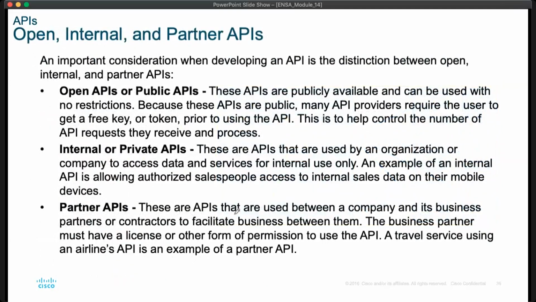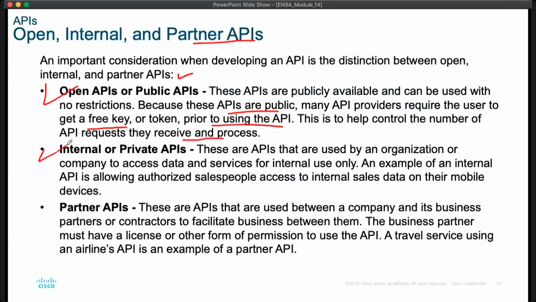Open, internal, and partner APIs. An important consideration when developing an API is the distinction between open, internal, and partner APIs. What is an open API or public API? These APIs are publicly available and can be used with no restriction. Many API providers require the user to get a free key or token prior to using the API. This helps control the number of API requests they receive and process.